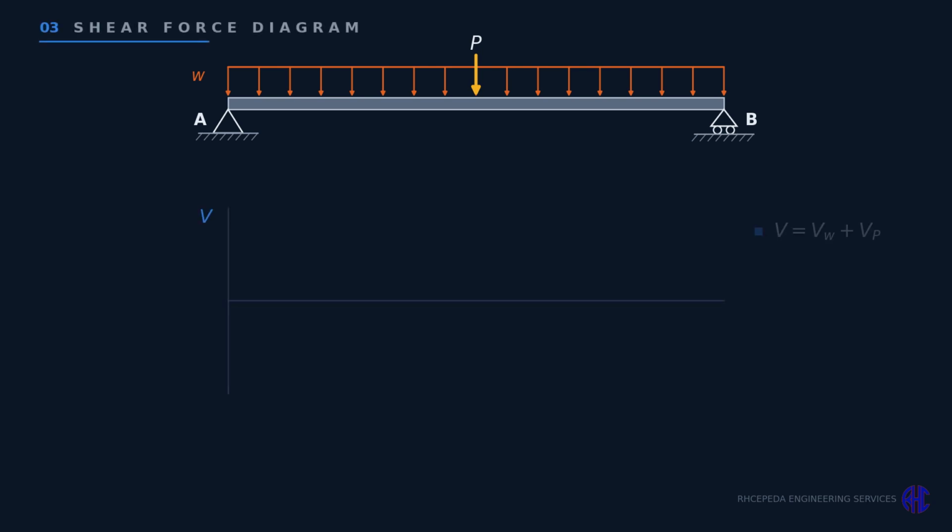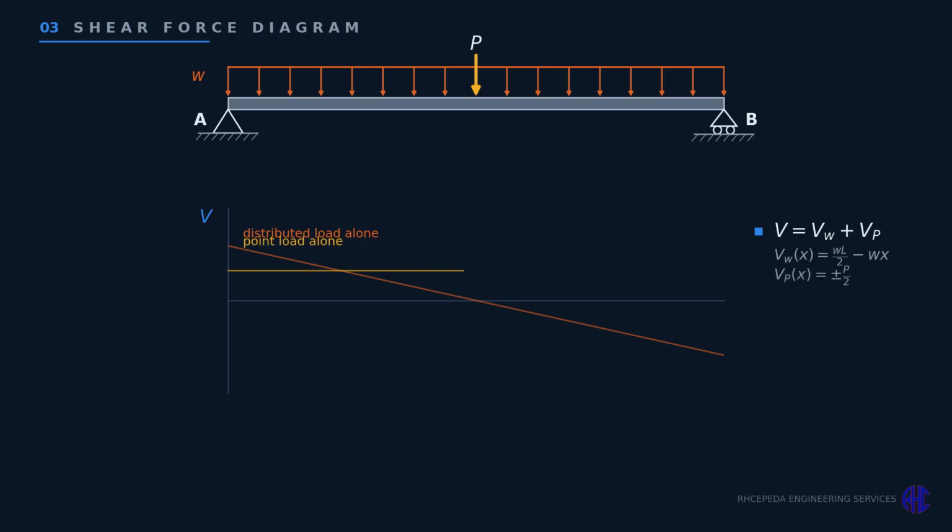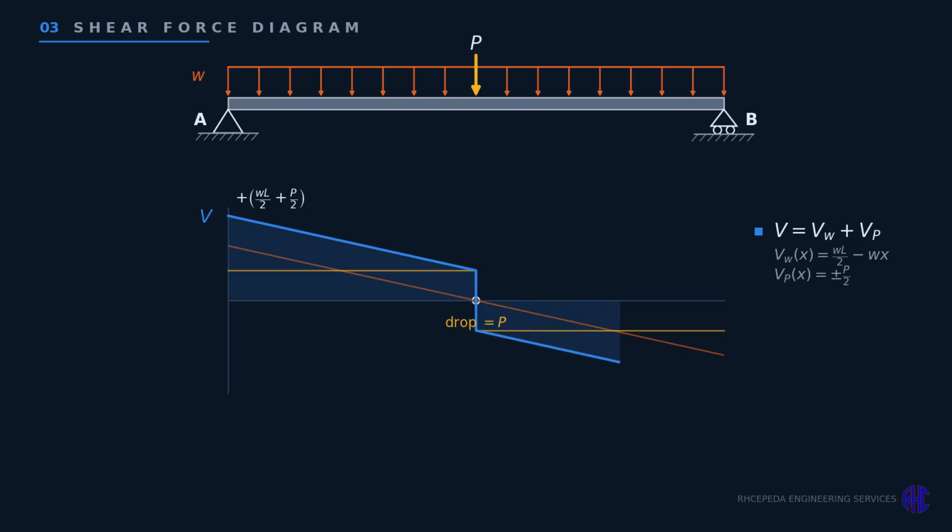Now the shear force diagram, built by superposition. The distributed load alone gives the familiar straight line, sloping down at rate W. The point load alone gives two plateaus with a jump of P at midspan. Add them, and the diagram starts at WL over 2 plus P over 2, slopes down at rate W, drops vertically by P at the center, and continues down to the mirror value at B. The zero crossing lands exactly at midspan.